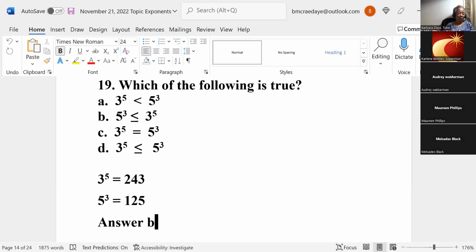And we know they're not equal. 243 is not equal to 125. And 3 to the 5th, 243, is not less than or equal to 5 to the 3rd. So it can only be answer B.